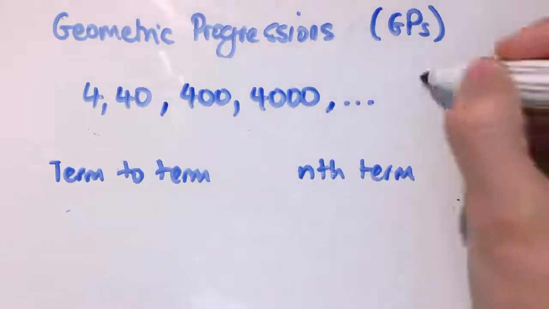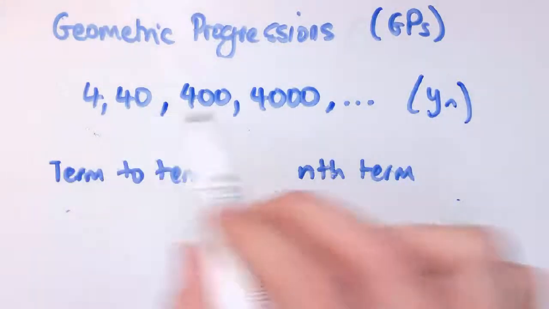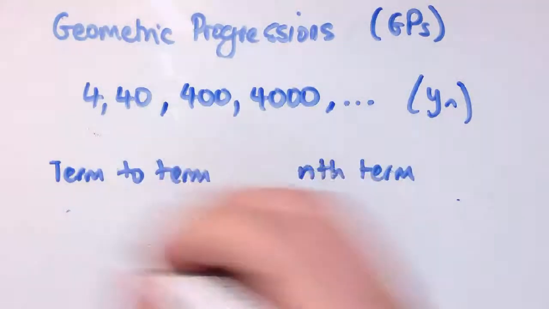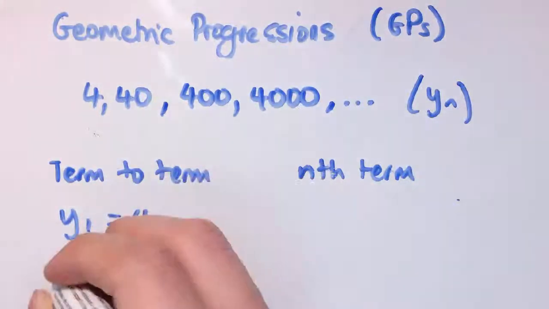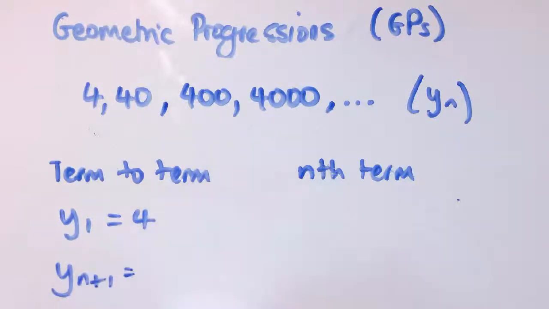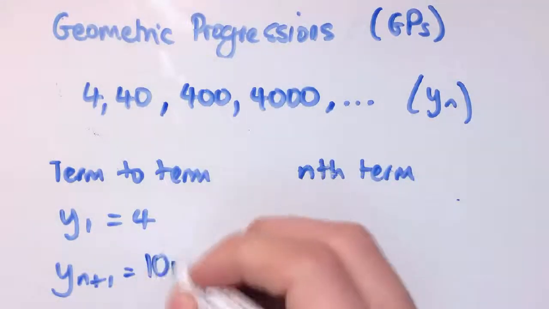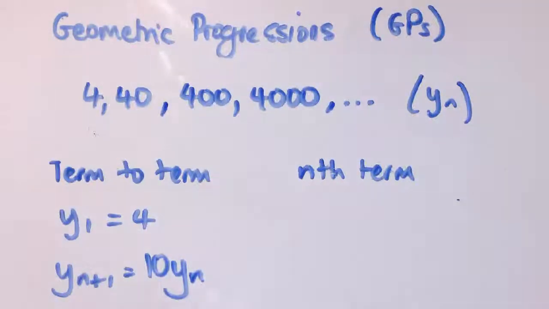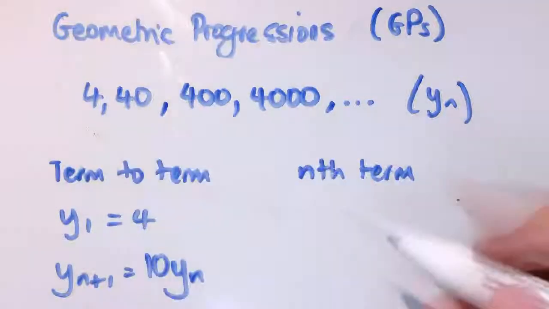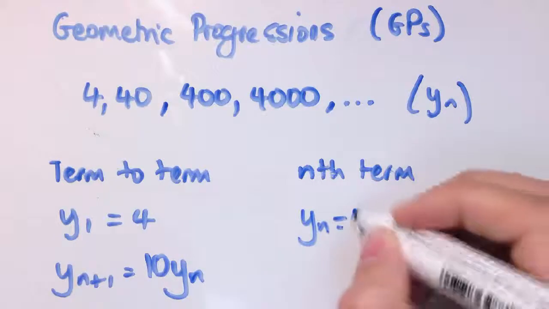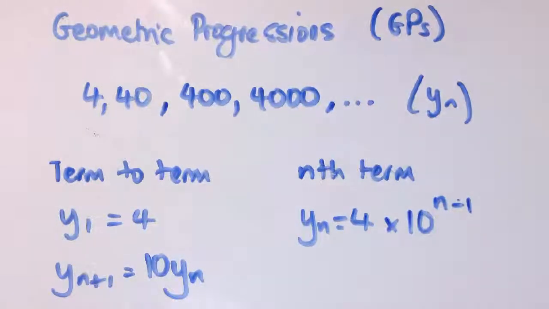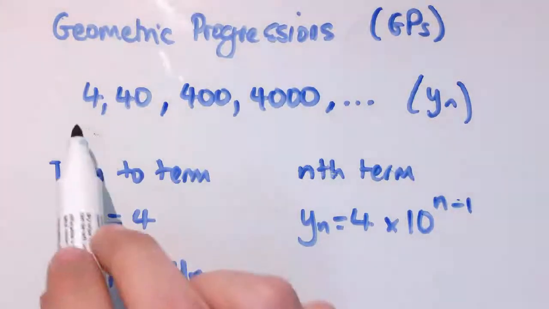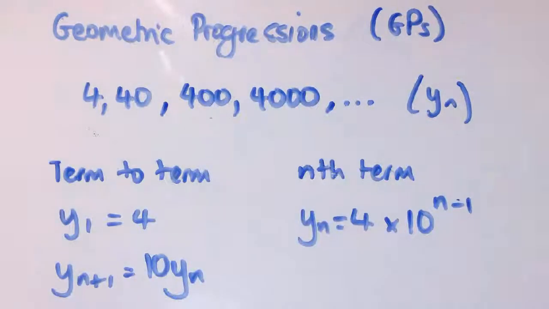Here's another one then, let's call it yn, so 4, 40, 400, 4000. Term-to-term definition, well, we can see it starts at 4, so y1 is 4, and to go from yn to yn plus 1, we times by 10, so it's 10 times yn. And as before, the nth term definition, when I've got yn, I'm going to start at 4, and I'm going to multiply by 10 n minus 1 times. So initially no times, then 1 time, then twice, then 3 times, then 4 times. Okay, so that's another example.